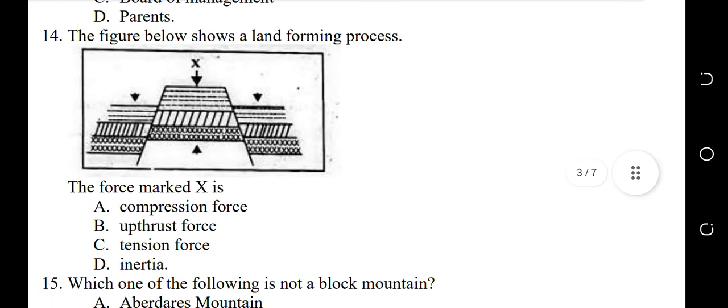Number 14. The figure below shows the land forming process. Look at the picture. Then I'll ask about the force marked X. Is it compression? No, compression should be at the side. That is what we call upthrust force. So the correct answer is B.